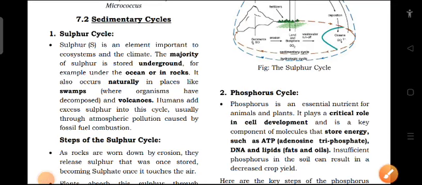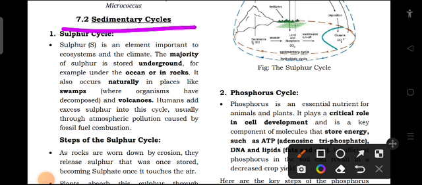Completed till the gaseous cycle. Now let us begin with the sedimentary cycle. In this particular cycle, we are going to talk about the sulfur cycle first of all. Sulfur is an element important to ecosystem and the climate.